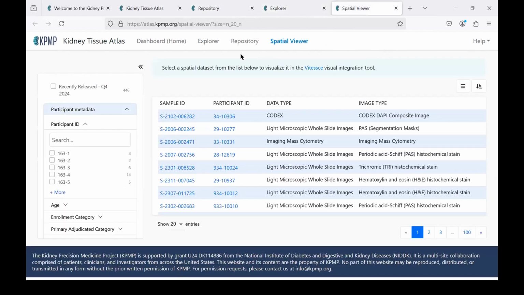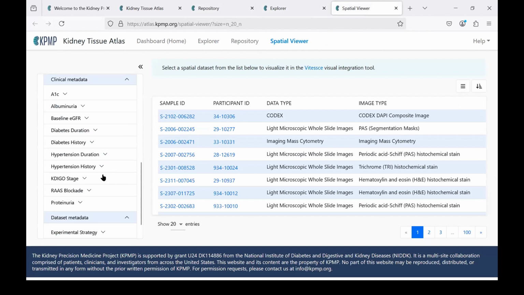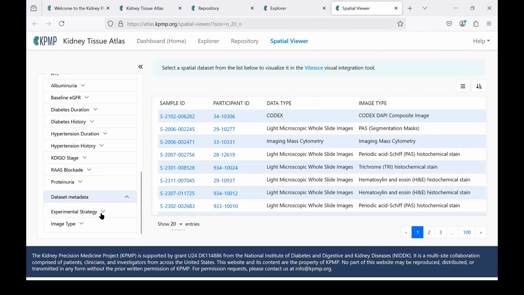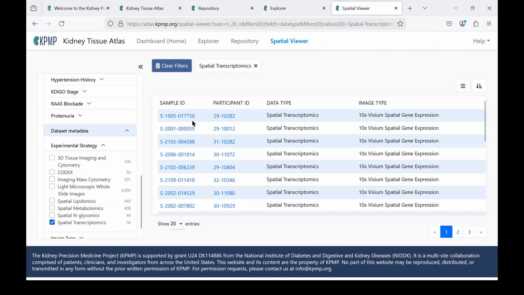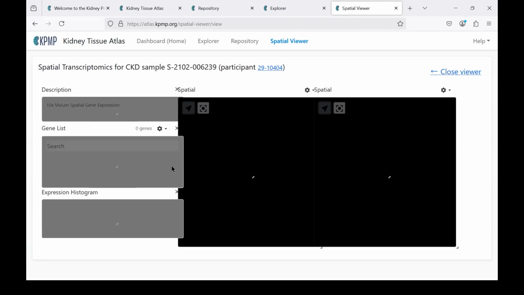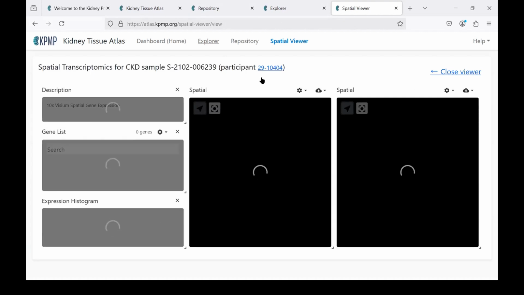And then we have the spatial viewer. So this is so you can explore more of the spatial technologies. I'm going to go again for spatial transcriptomics, which is the one that we produce on our side, so I am more familiar with it. I click on spatial transcriptomics, and then there's this sample ID. Once you click on the sample IDs, it loads a quick viewer that allows you to search genes.